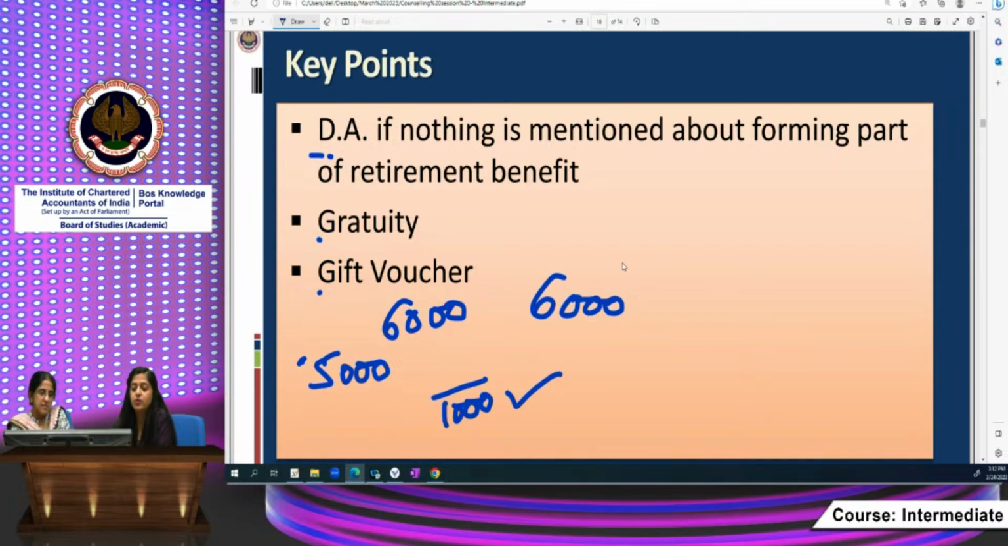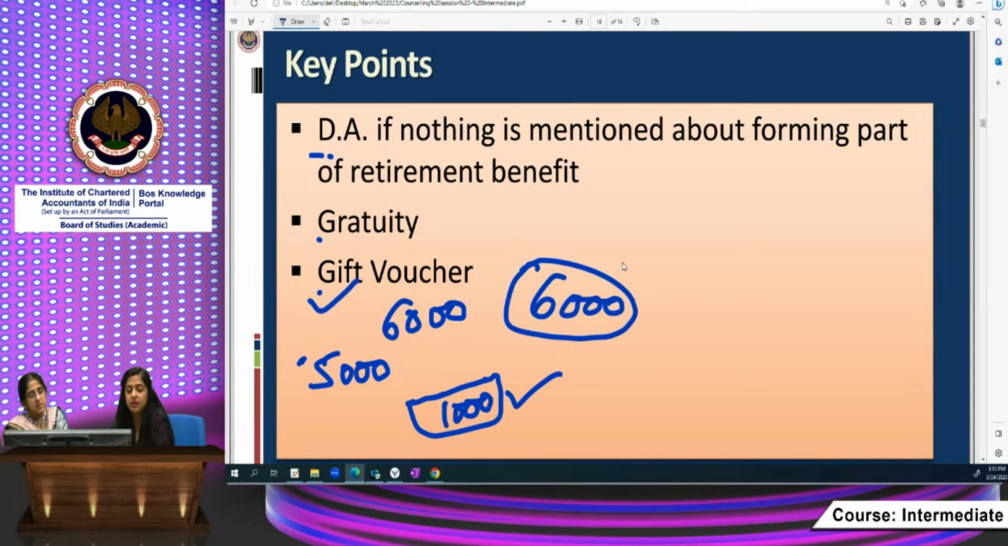So the first view is that 6,000 is your perquisite in case of gift voucher. But the second view is also possible, that as per the CBDT circular, the gift voucher which is received over and above 5,000 is the perquisite. So in that case, 1,000 is that. But I'm talking about the first view which you should take: that gift voucher above 5,000 is completely taxable. Gratuity, it's assumed that the payment is covered under the Payment of Gratuity Act, and if regarding DA nothing is mentioned, it doesn't form part of retirement benefit.